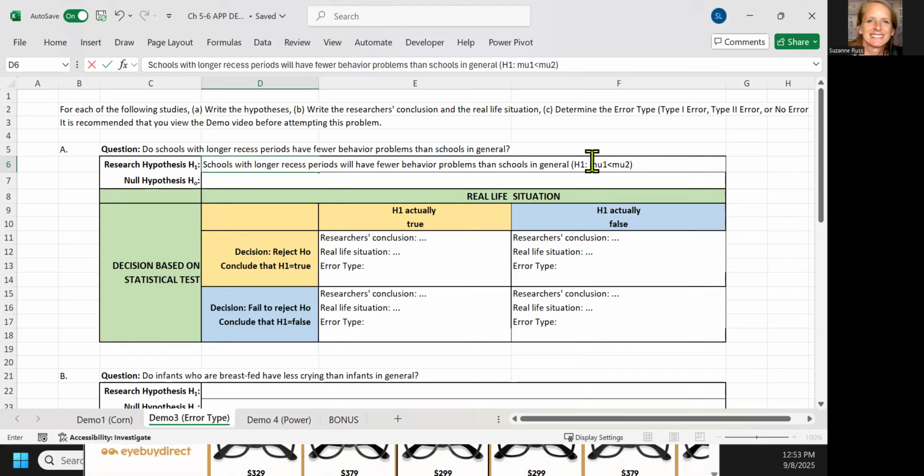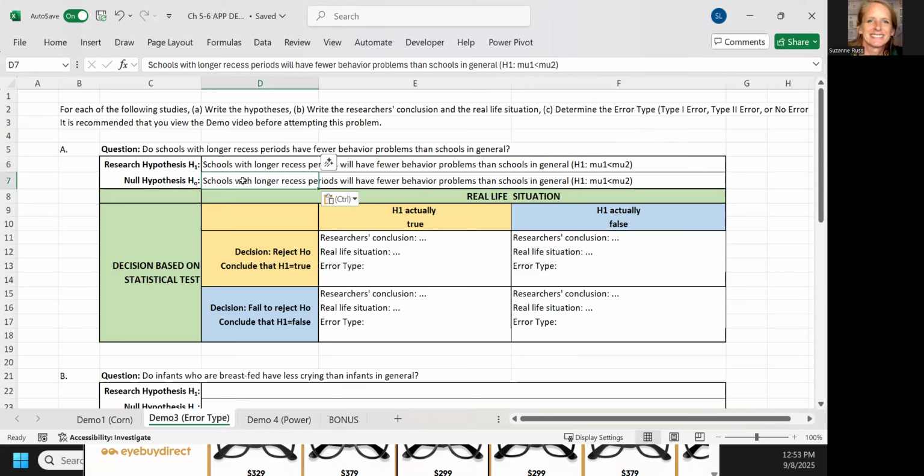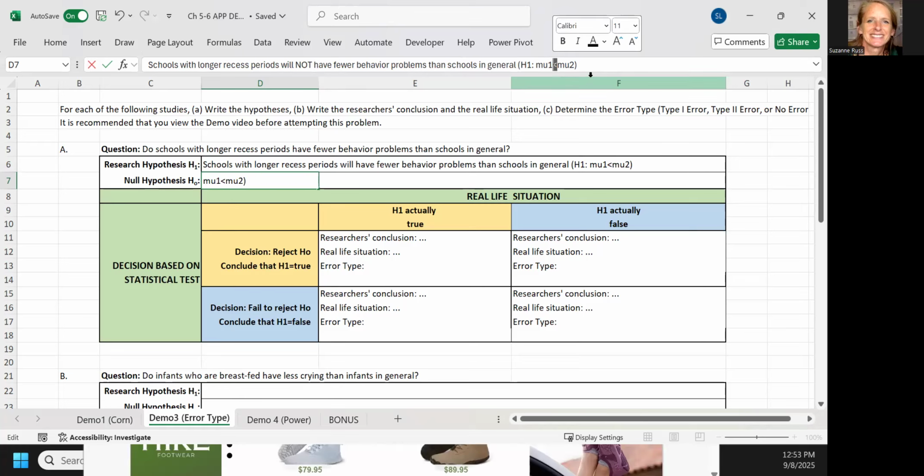If you're going by hand, you would write the symbol in there. Our null hypothesis then will be just the same. Let's copy and paste this. I'll go up here in the formula bar to do that. Copy, paste, and I'm going to just add the word not. And I'm going to change in this formula that less than sign to an equal sign. These two populations aren't different.